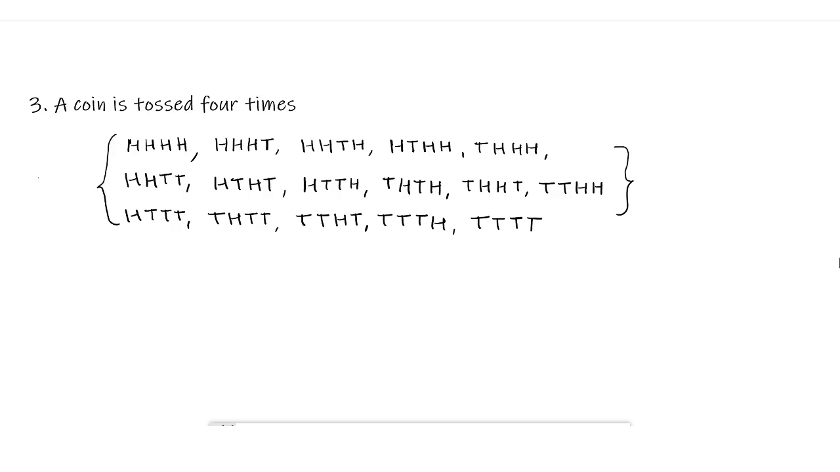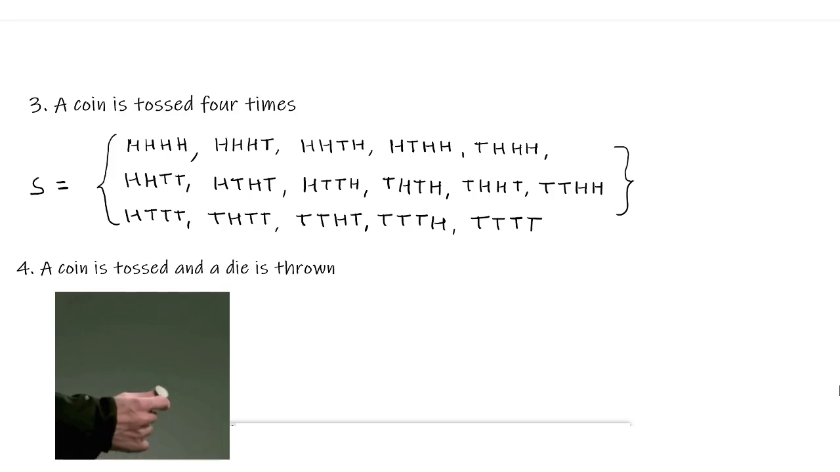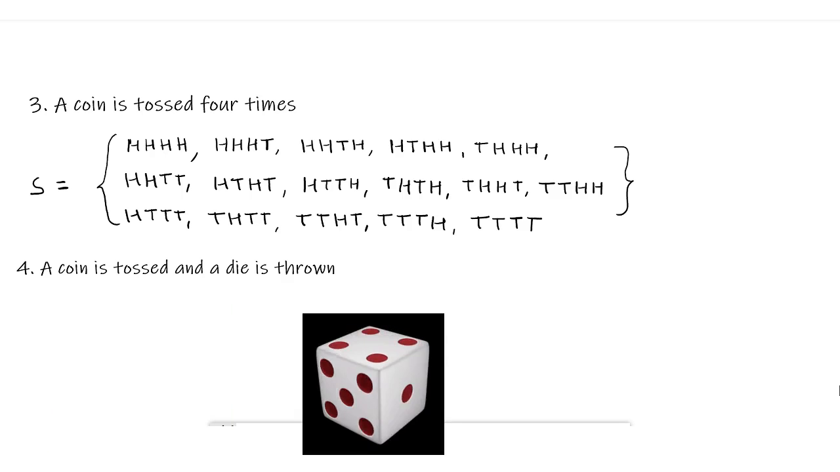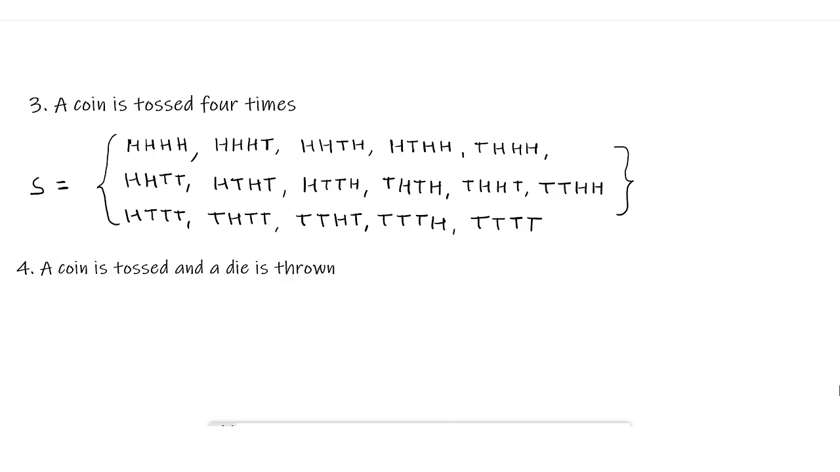And so this is our sample space for a coin tossed 4 times. Then we will get these types of results, and these are our sample points and sample space. Question 4. A coin is tossed and a die is thrown. When we toss a coin, there will be 2 outcomes, head and tail, and when a die is thrown, we get outcomes 1, 2, 3, 4, 5 and 6 from all 6 faces of the die.